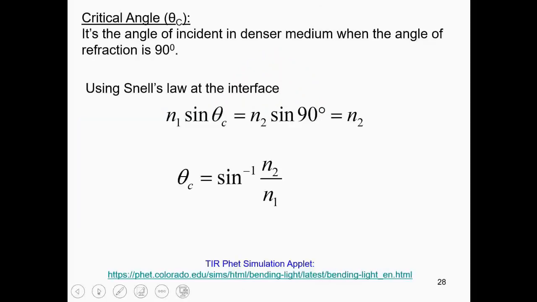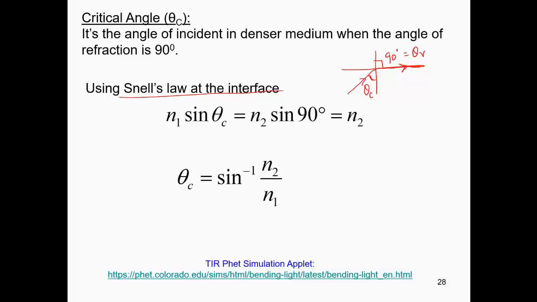So how do you find the critical angle for a given interface? It's very easy. Just use Snell's law, right? So when light strikes like that, and the light refracts through the interface, making an angle of refraction of 90 degrees, this angle is what we call the critical angle. The angle at which the angle of refraction is 90 degrees is called the critical angle.